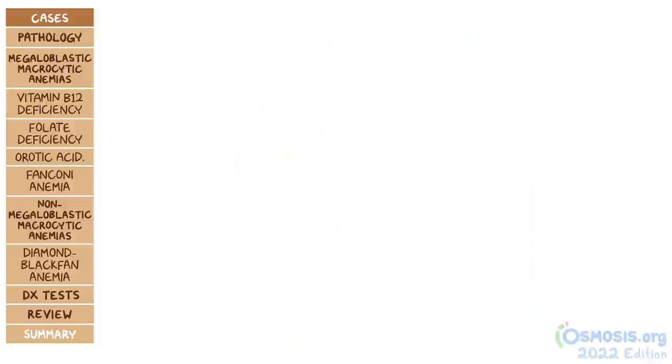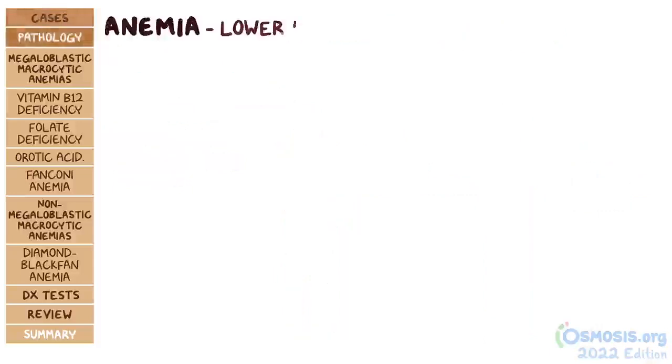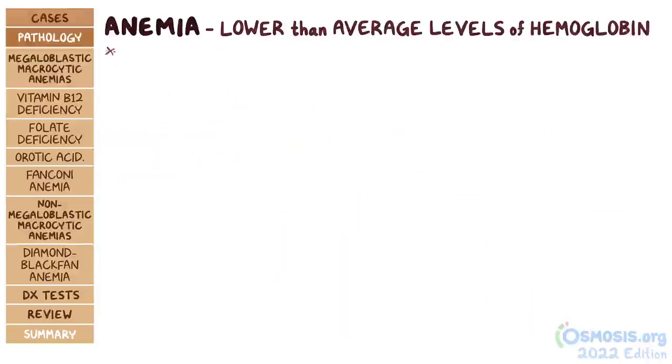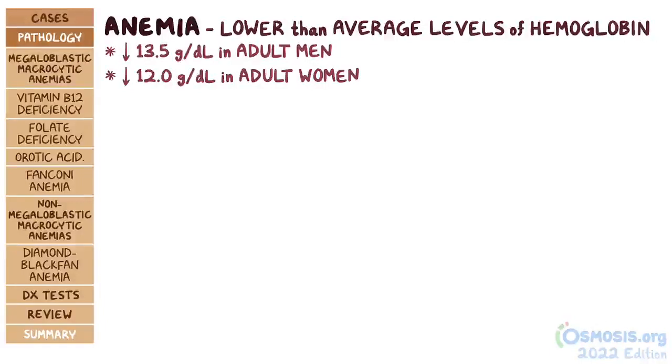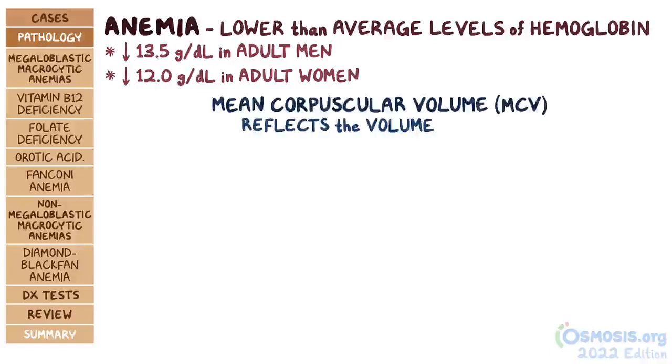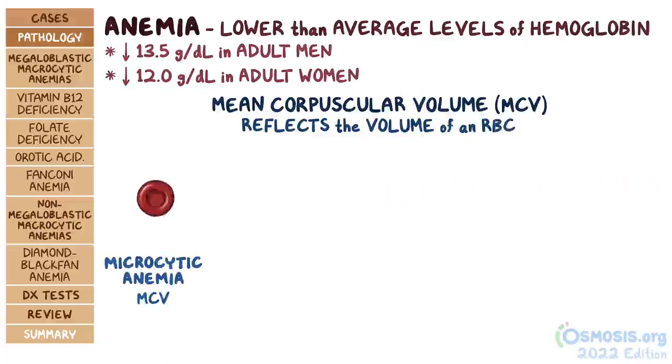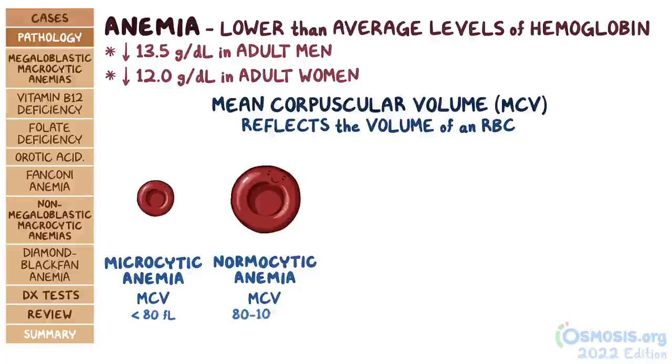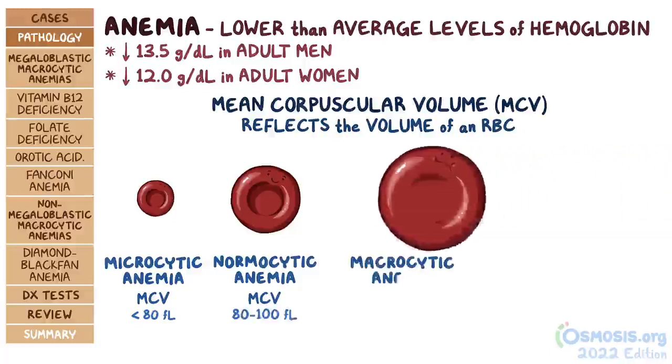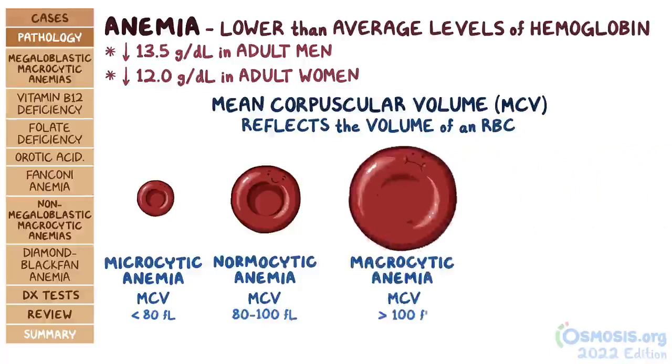Both Bobby and Sarah are suffering from anemia, which is defined as lower than average levels of hemoglobin, typically below 13.5 grams per deciliter in adult men and below 12.0 grams per deciliter in adult women. Now, anemias can be broadly grouped into 3 categories based on mean corpuscular volume, or MCV, which reflects the volume of a red blood cell, or RBC. So microcytic anemia is where the MCV is lower than 80 femtoliters. Normocytic with an MCV between 80 and 100 femtoliters, and macrocytic with an MCV larger than 100 femtoliters.